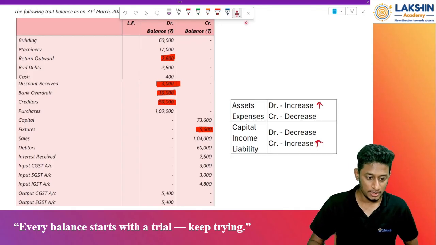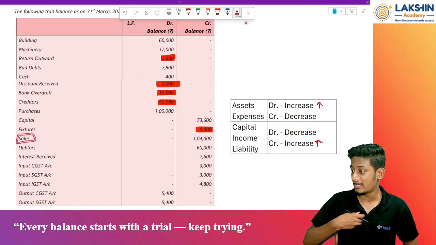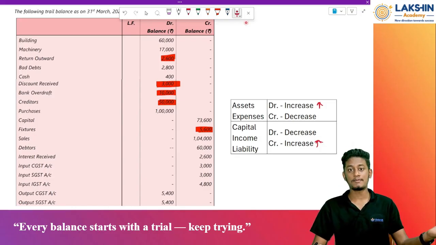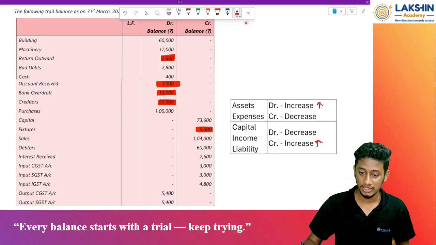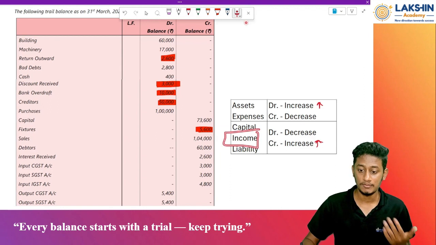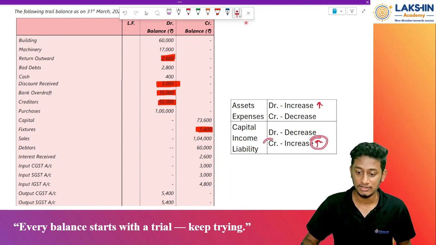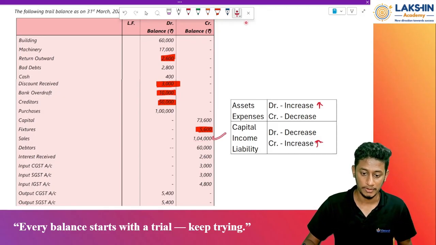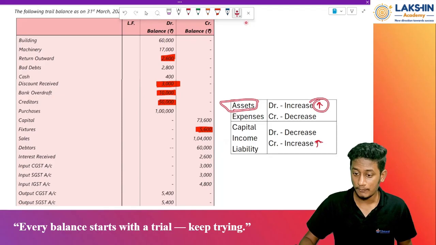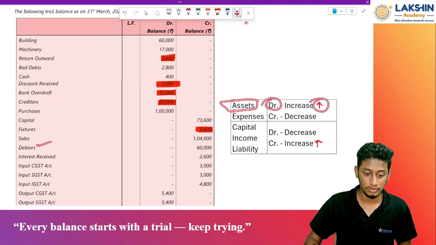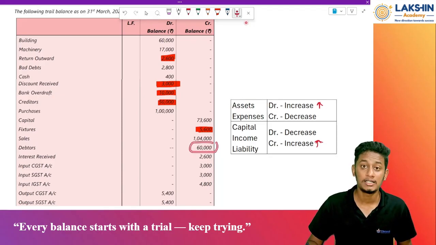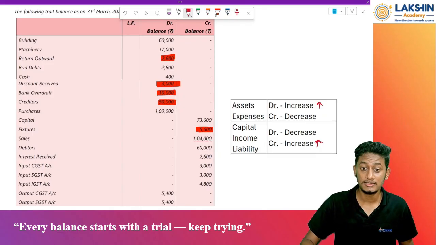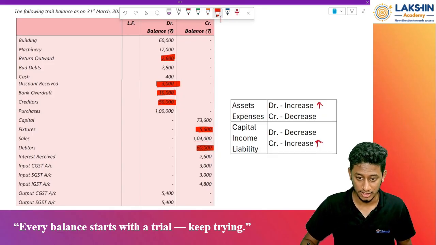Then going ahead, we have sales account. Sales account is, we have sold some goods. I am selling some goods. So because of this, sales account is income. Income is increasing, so therefore credit. It is credited, so it is proper. Then we have debtors account. Debtors are our assets. Upward arrow, debit. So debited. But it is credited. So therefore, this is also wrong. The debtors balance is wrong.